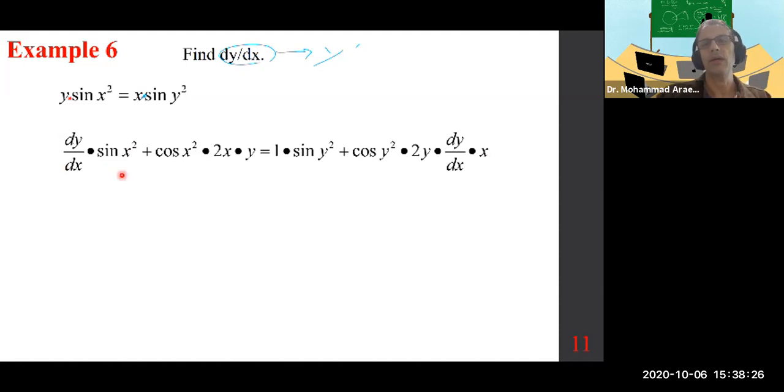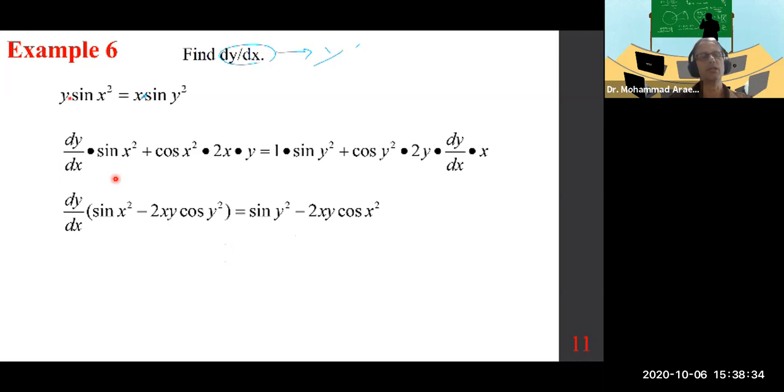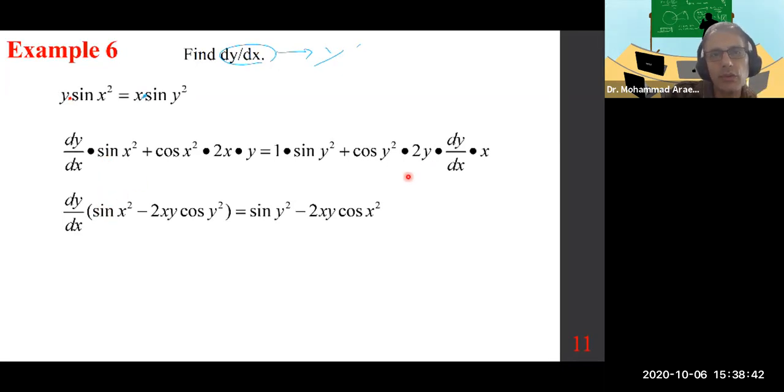So you have a choice. You can move this one or you can move this one. It makes no difference. So here's how the moving has taken place. I want everybody to see what happened. You keep this one intact and you put the sine x squared in here. When you move this one to this side, it becomes minus. So what do you have? Cosine y squared, 2y and x. Their product is 2xy cosine y squared. I hope you see that.